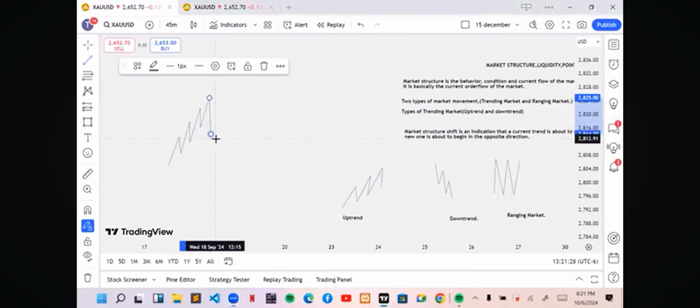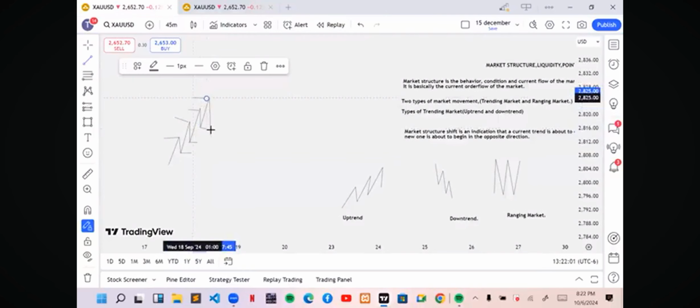That's what I'm saying. The market structure shift basically is an indication that the current trend is about to end and the new one is about to begin in the opposite direction. Previously, the market was on an uptrend. You can see the characteristics of an uptrend are higher highs and higher lows. So this is the higher high, then this is the higher low. This is the higher high, this is the higher low. This is the higher high.